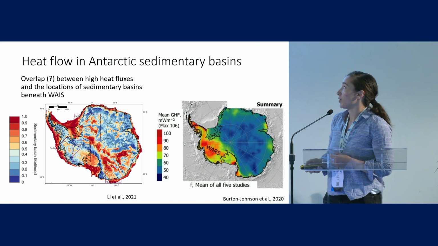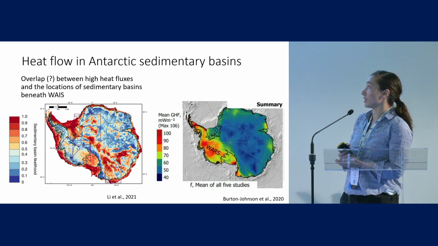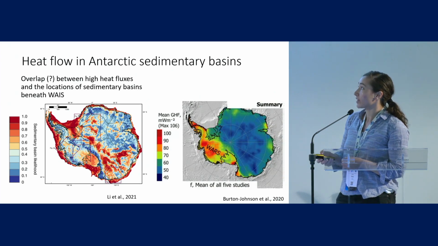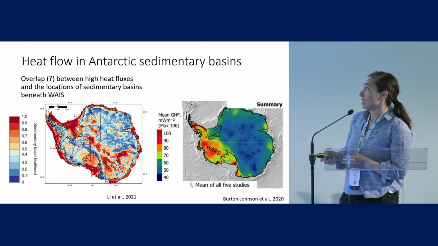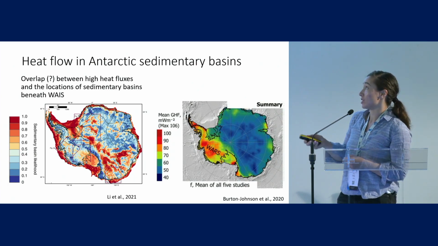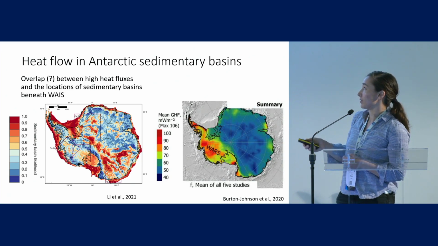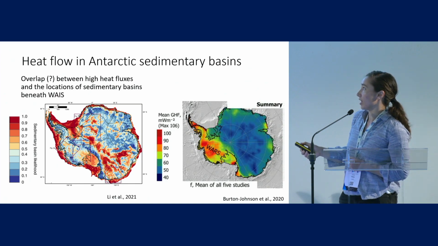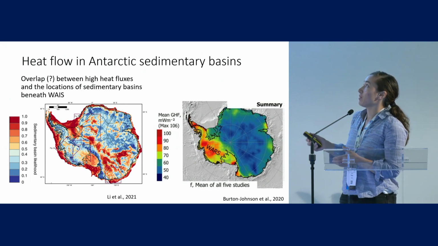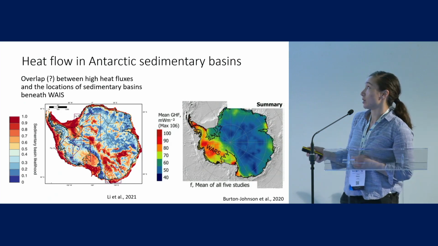At the same time, while there are still a lot of uncertainties associated with understanding the lithology of the bedrock beneath West Antarctica, we have some confidence that sedimentary basins may be present within the interior of the West Antarctic ice sheet. We've seen this figure this morning, but within the West Antarctic interior, incorporating multiple data sets, Li et al. infer a likelihood of 50 to 60% scattered throughout. This raises the question of whether there may be an overlap between regions of high heat flux and the locations of sedimentary basins beneath WAIS.